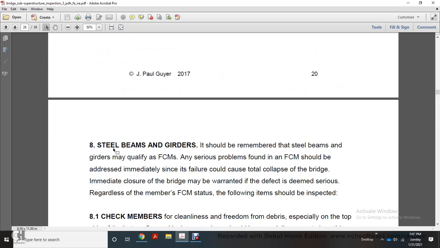8. Steel beams and girders. It should be remembered that steel beams and girders are often considered fracture critical members. Any serious defect found in a fracture critical member should be addressed immediately, since the failure could cause total collapse of the bridge, and immediate closure of the bridge may be warranted.